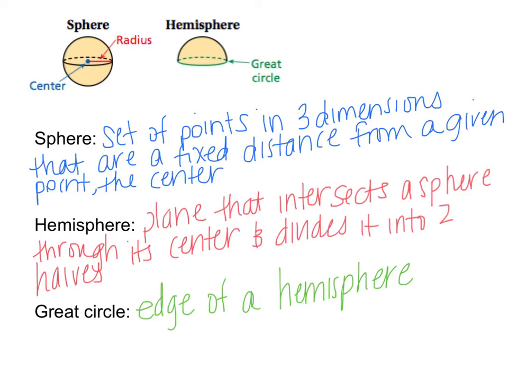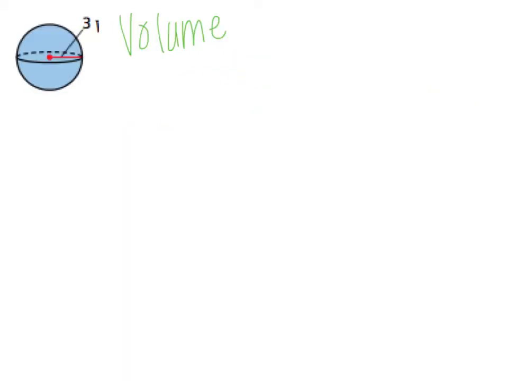The last definition that we need to get down is a great circle, and this is just the edge of the hemisphere. So right here, like this example, what's in green.